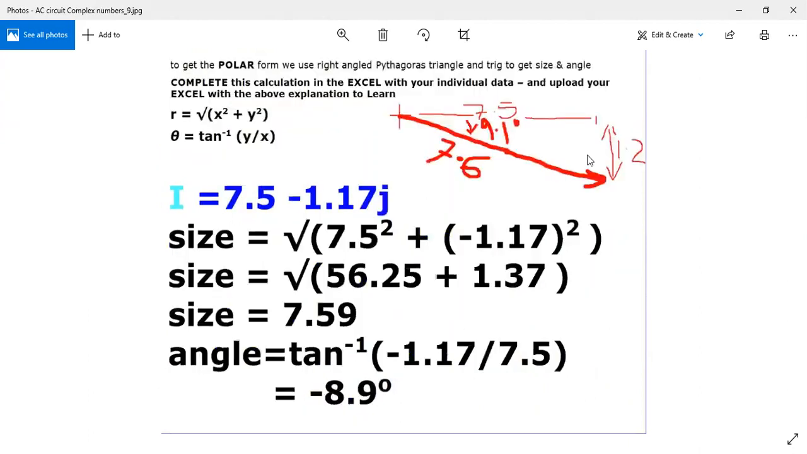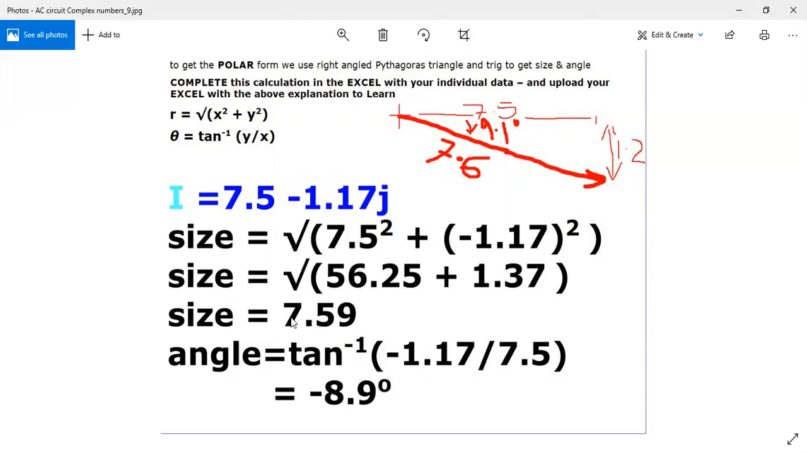If we convert our Cartesian to polar form of size and angle using trigonometry, we have a right angle triangle. We want to know the length of the longest side. That gives us the size of the supply current. If we do the calculations using Pythagoras, we've got 7.5 squared plus 1.17 squared, and then take the square root of the sum.